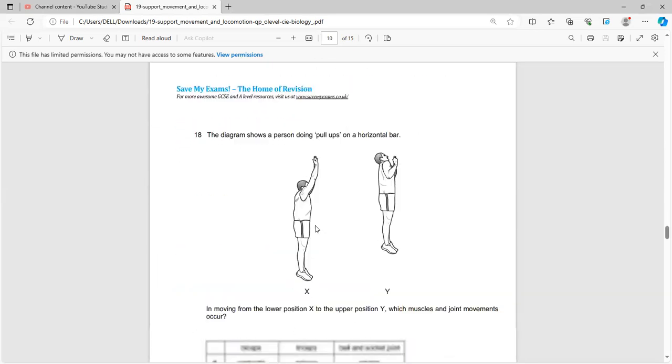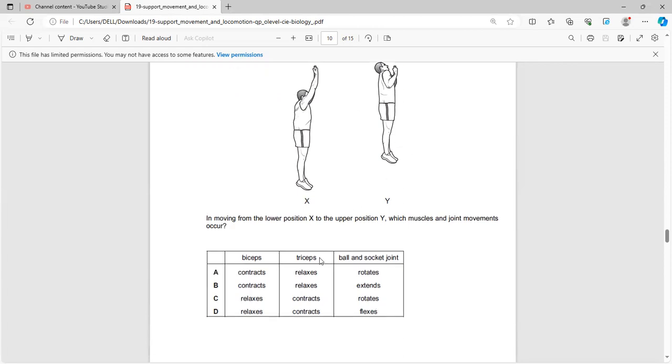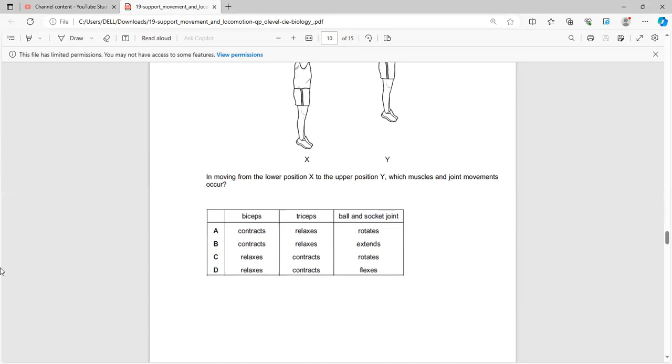In question number 18, they have shown a person who is doing pull-ups. Now, obviously, while doing pull-ups, what will he do? He will flex his arm. In X, he is straightening his arm. In Y, he will be flexing his arm. So the option will be that the biceps will always be contracting when he flexes his arm, and correspondingly, the triceps will relax. Now, the ball and socket joint always rotates. The extension is the function of the hinge joint. The ball and socket joint always rotates, and has a 360-degree function. A is the answer.